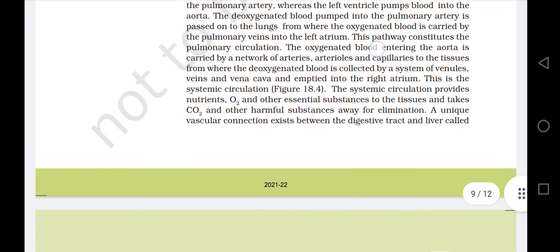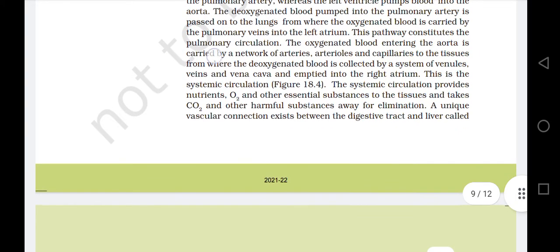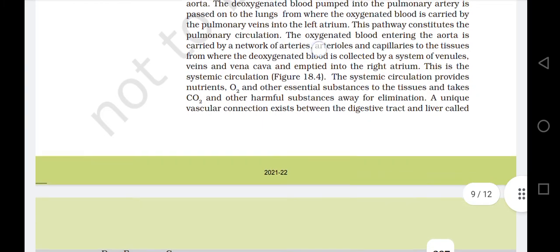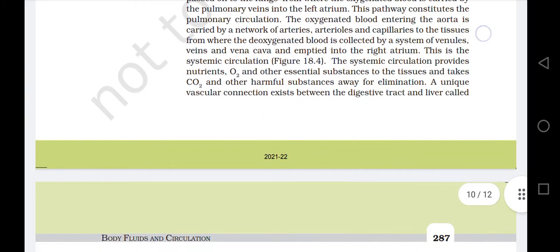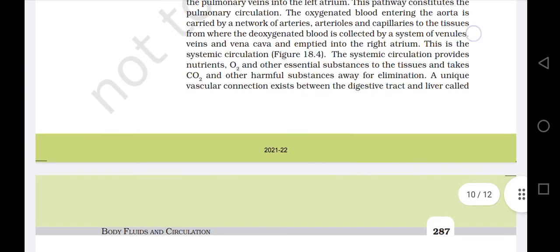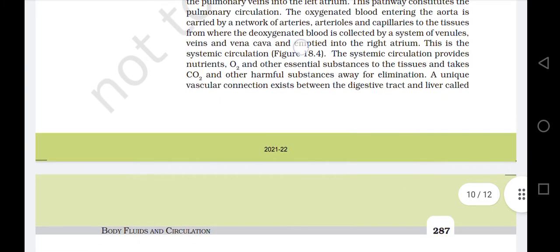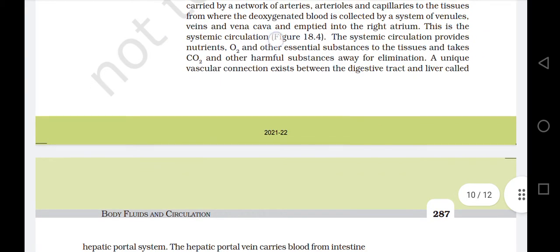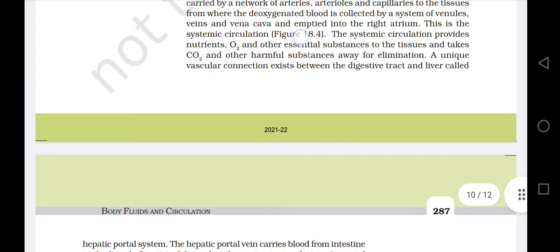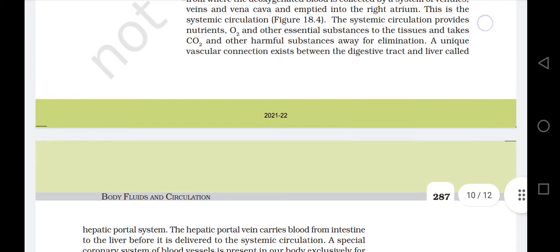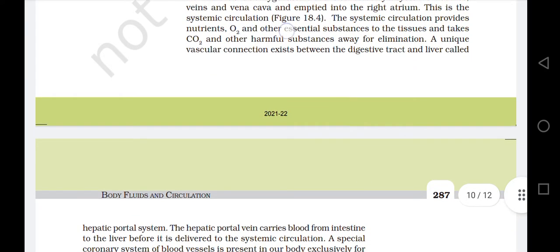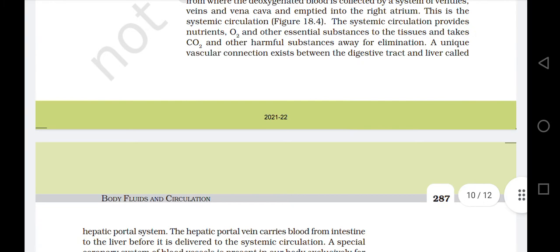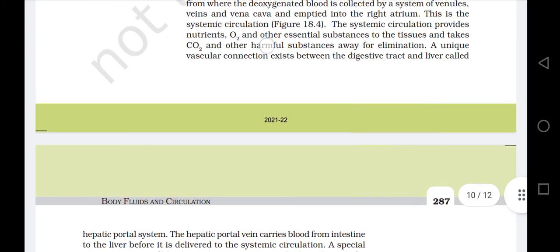The oxygenated blood entering the aorta is carried by a network of arteries, arterioles, and capillaries to the tissues, from where the deoxygenated blood is collected by a system of veins and vena cava and emptied into the right atrium. This is the systemic circulation, figure 18.4. The systemic circulation provides nutrients, oxygen, and other essential substances to the tissues and takes carbon dioxide and other harmful substances away for elimination.